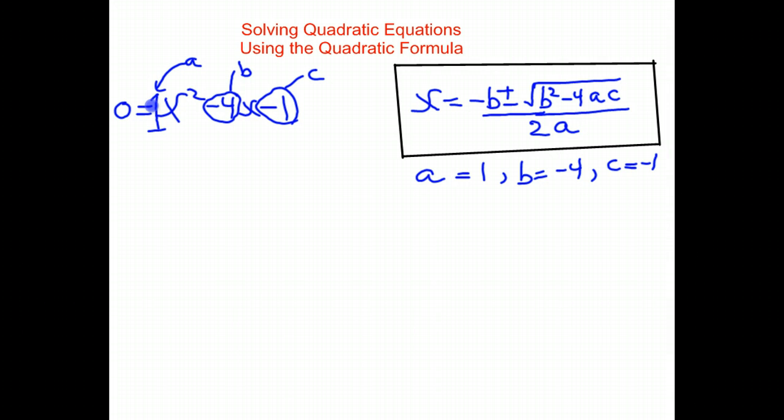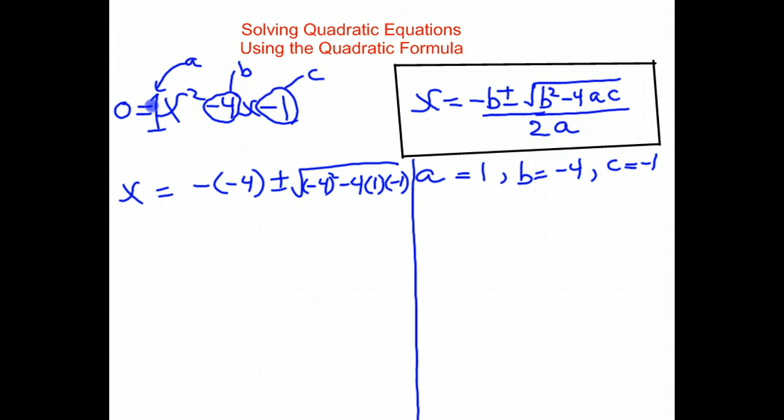So now we can substitute into our formula. In the end, x will be equal to negative b. b is a negative 4, so it's a negative 4, plus or minus the square root of b squared, which is negative 4 squared, minus 4 times a, which is our 1, and our c, which is a negative 1, over, can't forget the denominator, 2 times a, which is 1 in this case.